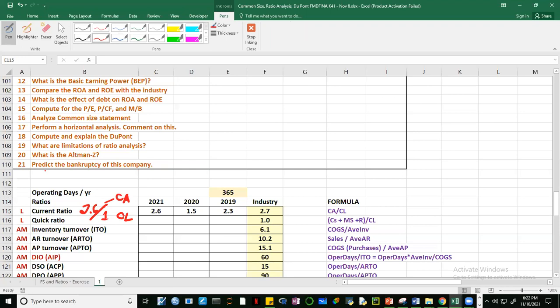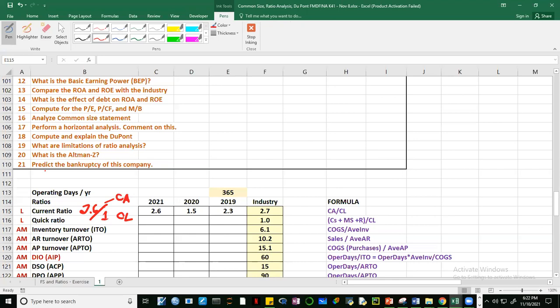We cannot answer that yet. Ang alam lang natin, merong 2.6 pesos yung company para bayaran yung current liability niya. In terms of that, guys, ang conclusion natin, kaya mabayaran ng company. But again, we don't stop there. Before we come up with those insights, we have to compare first with the previous years.